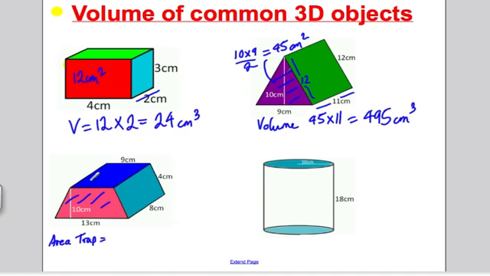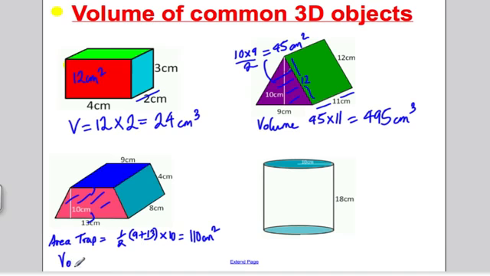Okay, what you do is you add up the parallel sides, which are 9 and 13. So you do 9 plus 13. Then you half that number, and then you multiply by how far the sides are apart, which is 10. So if you're doing it step by step, you do 9 plus 13 first, which is 22. You half it and get 11, and you multiply by 10, and that gives you 110 centimeters squared.